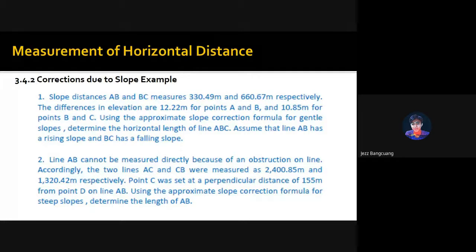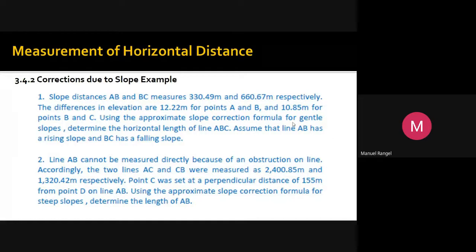Slope distance AB and BC measures 330.49 meters and 660.67 meters respectively. The differences in elevation are 12.22 meters for points A and B and 10.85 for points B and C. Using the approximate slope correction formula for gentle slopes, determine the horizontal length of line ABC. Assume that line AB has a rising slope and BC has a falling slope.